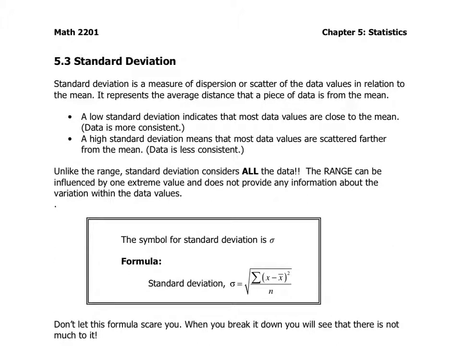Section 5.3 is on standard deviation, and standard deviation is a measure of dispersion or scatter of the data values in relation to the mean. It represents the average distance that a piece of data is from the mean. A low standard deviation indicates that most values are close to the mean, which means the data is more clustered or more consistent.